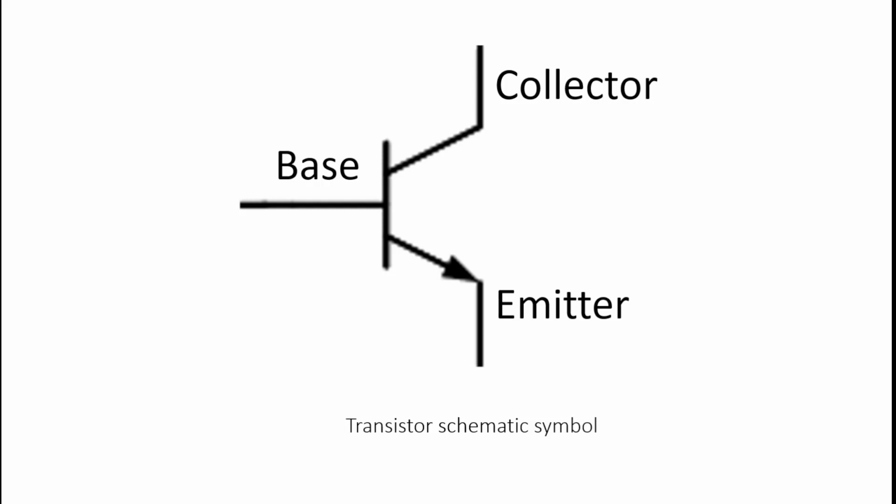This is a transistor schematic symbol, and what we're going to be looking at is the interaction between the base, the collector, and the emitter. The direction of the arrow, as usual, indicates the direction of current, and yes, that is conventional current that we're showing.